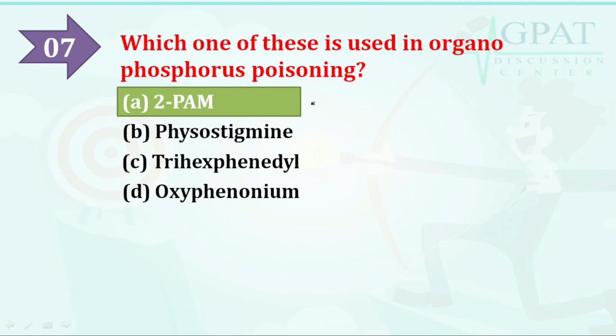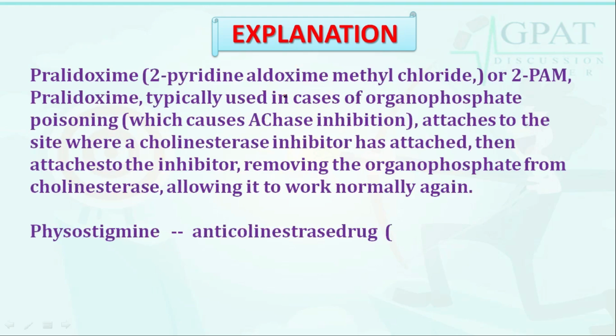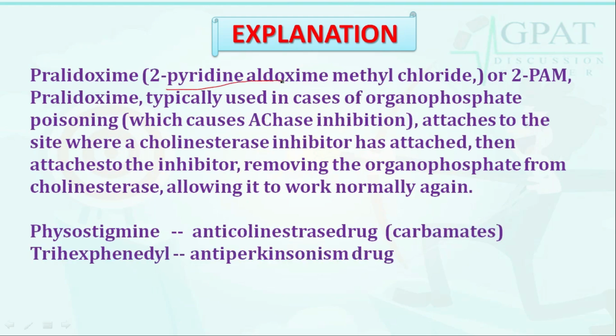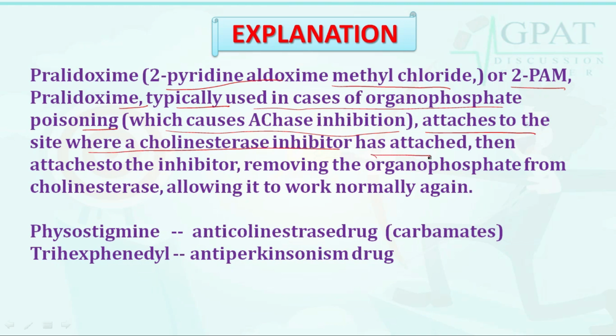So what actually is 2-PAM? Let's discuss with the help of the explanation. 2-PAM is 2-pyridine aldoxime methyl chloride, or pralidoxime. It is typically used in cases of organophosphate poisoning, which causes anticholinesterase inhibition. It attaches to the site where a cholinesterase inhibitor has attached, removing the organophosphate from the cholinesterase, allowing it to work normally again.